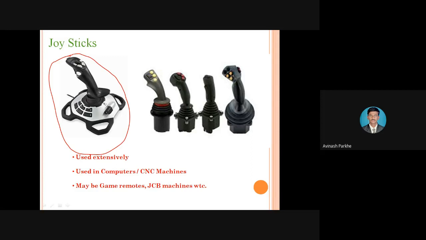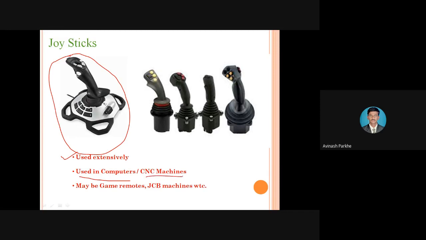Many JCBs, some pokelands, then some material handling devices like tractors, trucks, and some cranes are there. In those material handling devices, such joysticks are to be provided. Mostly wherever we are operating hydraulic equipment, wherever hydraulic devices are available, they can be controlled by using these joystick devices. It has some advantages, is used extensively, and is used in computers and CNC machines.